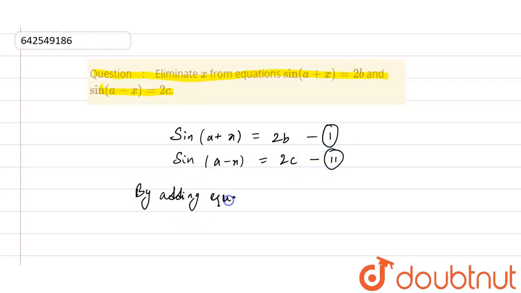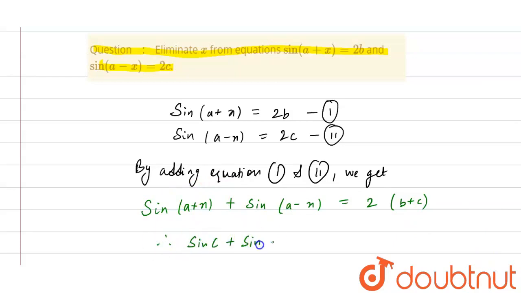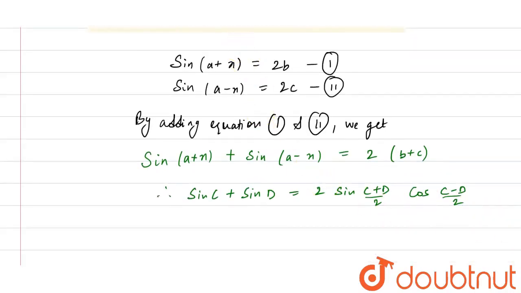that is, equations 1 and 2, we get sin(a + x) + sin(a - x) = 2(b + c). And we know the identity that sin C + sin D = 2 sin((C + D)/2) cos((C - D)/2). This is the identity, so now using it we will solve this question.